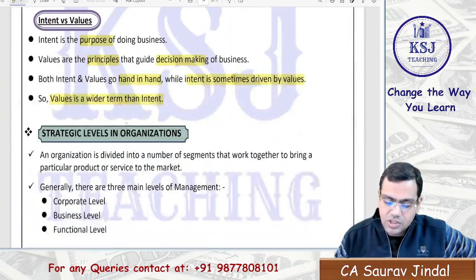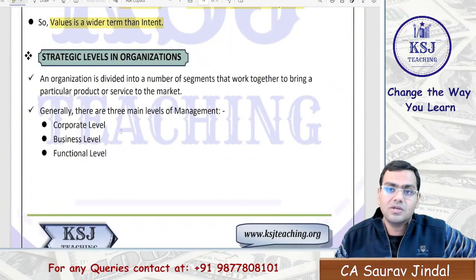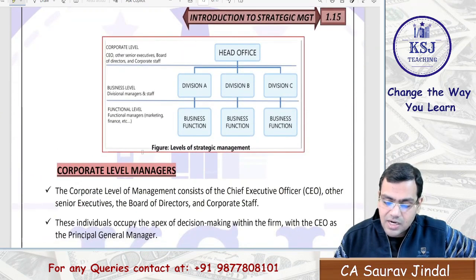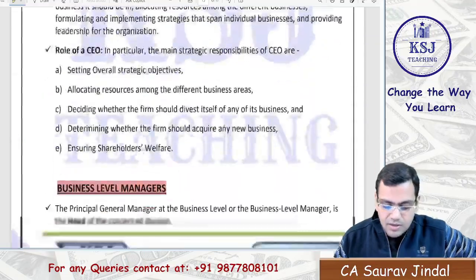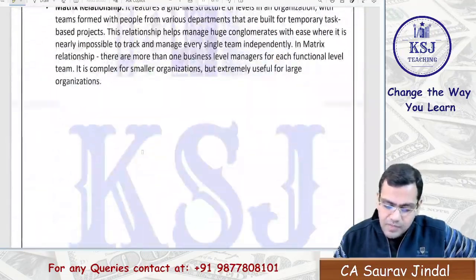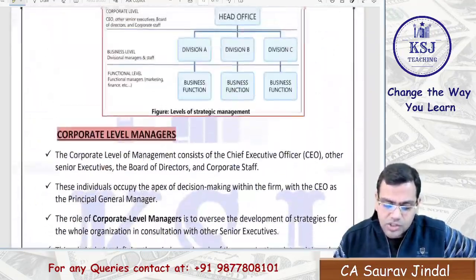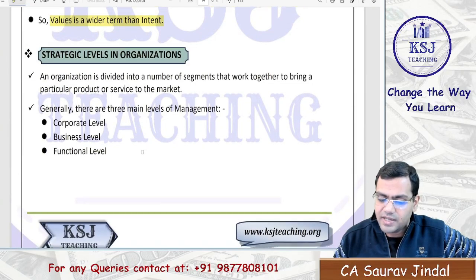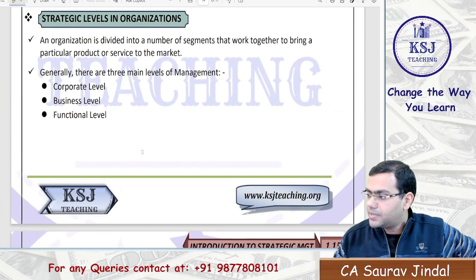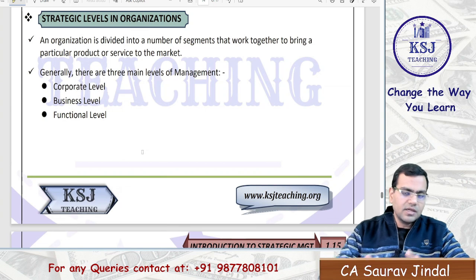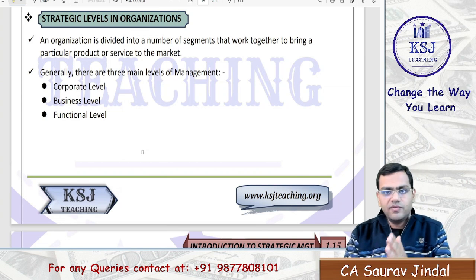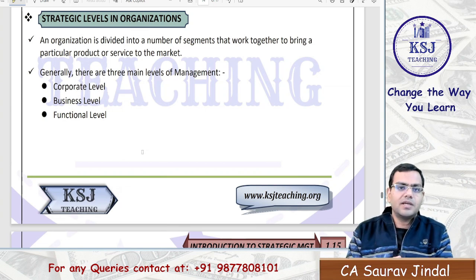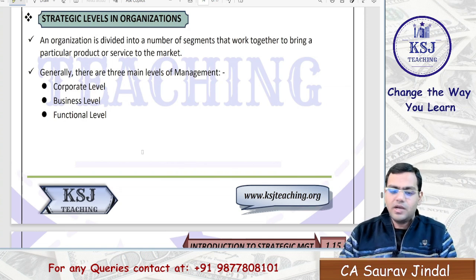In the next lecture, we are going to talk about the strategic levels in the organization at which strategies are prepared, and most likely we will be able to cover it in the next lecture. The first chapter will then be over, then we will discuss the questions of the ICAI module, and then move on to the next chapter, chapter number 2. So this first chapter is quite near completion.